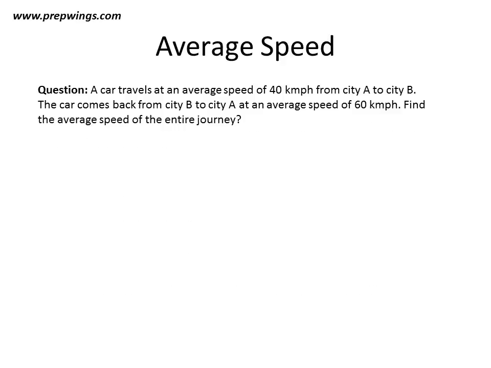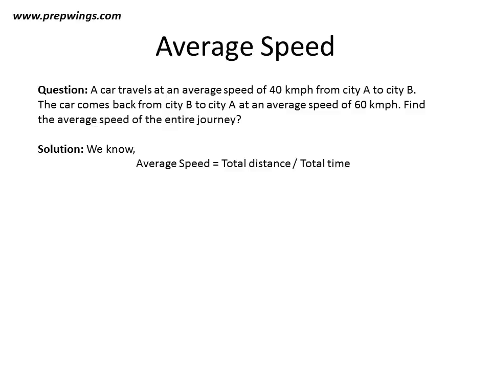Now we'll look at another question. It says, a car travels at a speed of 40 km per hour from city A to city B. The car comes back from city B to city A at an average speed of 60 km per hour. We have to find the average speed for the entire journey.